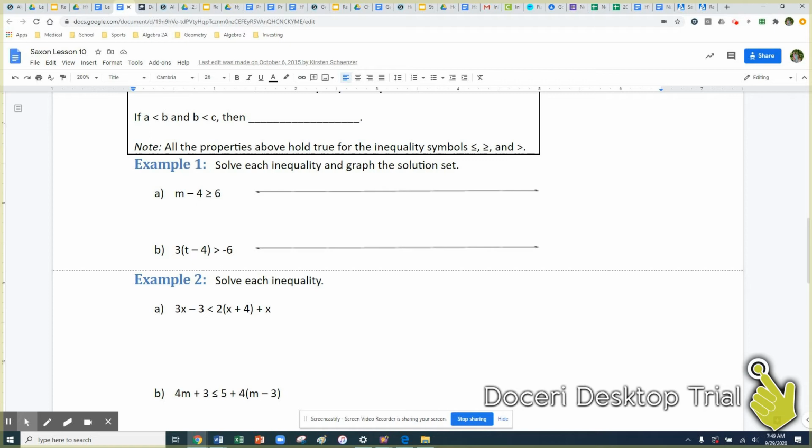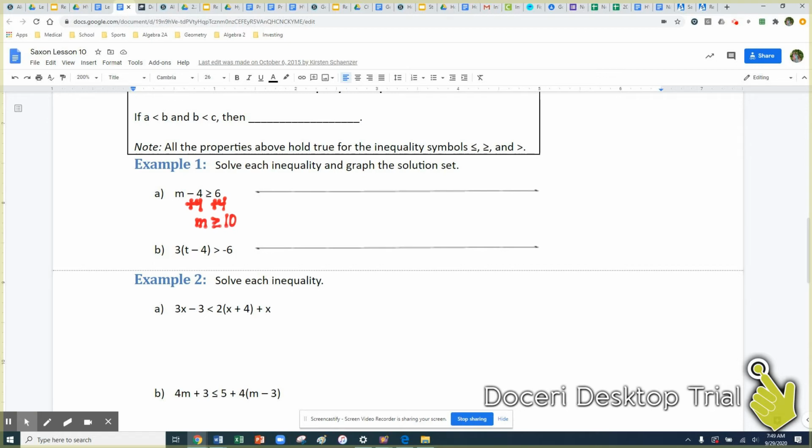We're going to solve these exactly the same way as equations. So we're thinking, how can I get m by itself? So right now I have a minus 4. What's the inverse of minusing 4? What's like the opposite of subtracting 4? Adding 4. So we're going to add 4 to both sides. So that's what we looked at in lesson 7, kind of those inverse operations. We're going to add 4, add 4. When I add 4, the sign is not going to change. So I'm going to have m is greater than or equal to 10.